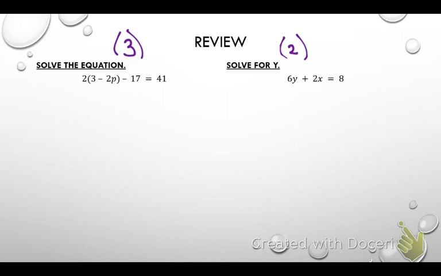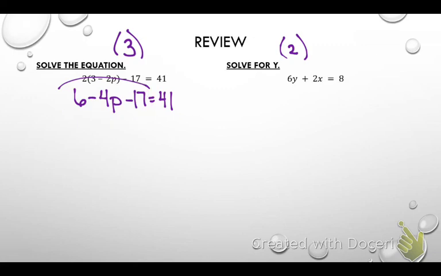Okay? So, here's what we're going to do. Solve the equation. Go ahead and distribute and combine like terms. Work this problem, please. What's 2 times 3? 6. What's 2 times negative 2p? Negative 4p. Guys, this should be a review. Minus 17 equals 41. Is there anything you can combine on the left side of the equation?